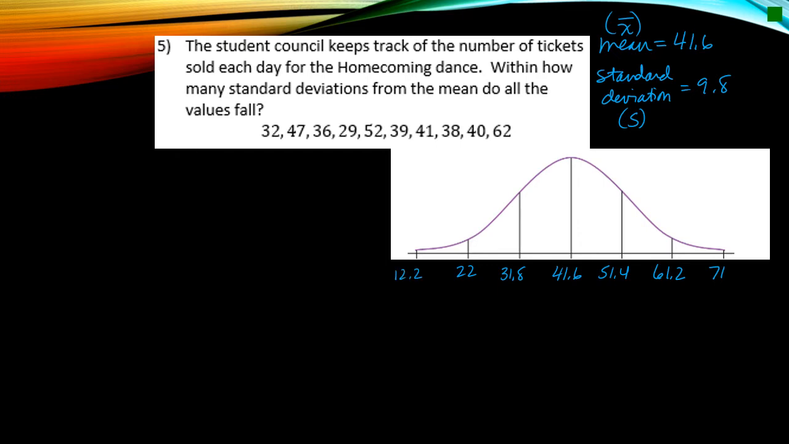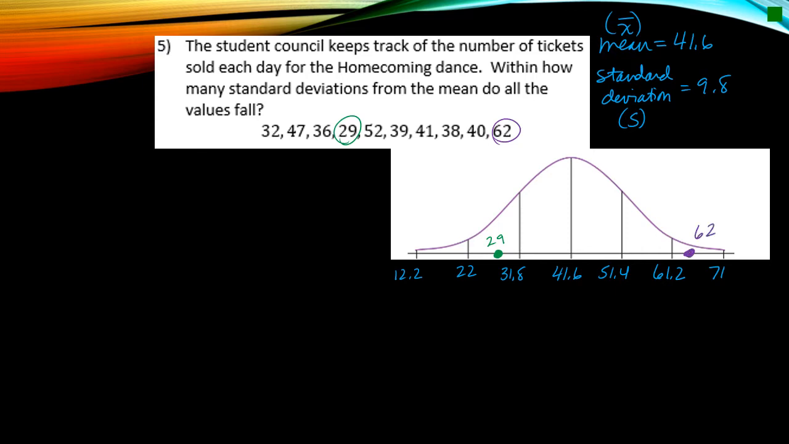All right, so next piece of information I need are the smallest and largest values in my list of data. So it looks like the smallest is 29, and I'm going to put that on my normal curve. So 29 would fall between 22 and 31.8, so I'm just going to put a green dot here for 29. And then I need my largest value, which looks like 62. So I'm going to put that, let's see, that would fall here between 61.2 and 71.